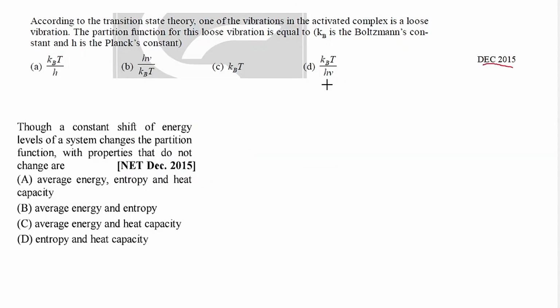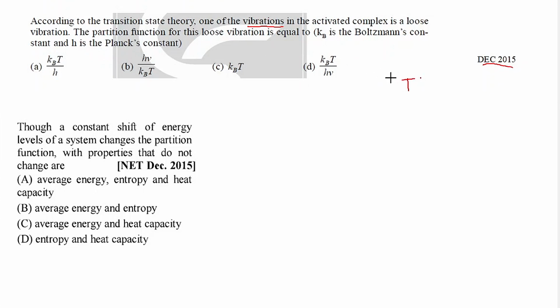This was asked in December 2015. It says that according to the transition state theory, one of the vibrations in the activated complex is a loose vibration, and the partition function for a loose vibration is equal to... Just keep in mind that we have the vibrational partition function here, though the answers are not given, as we have seen.